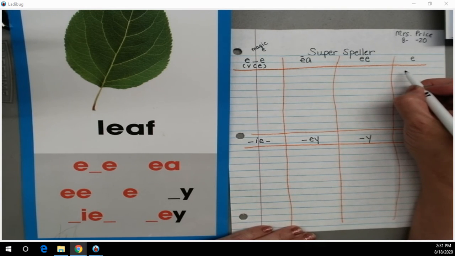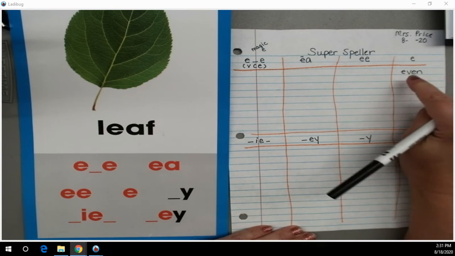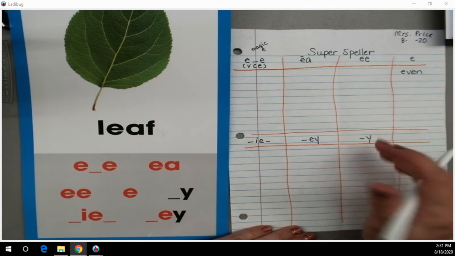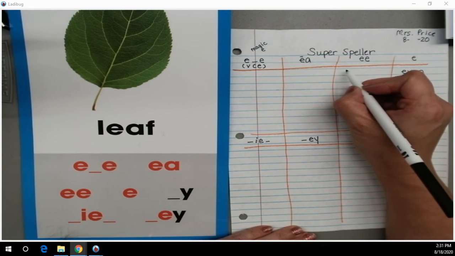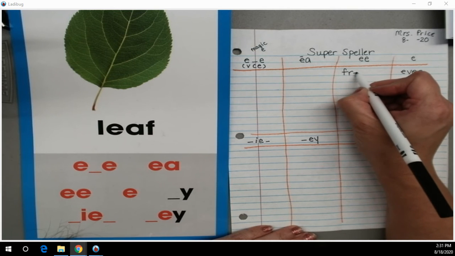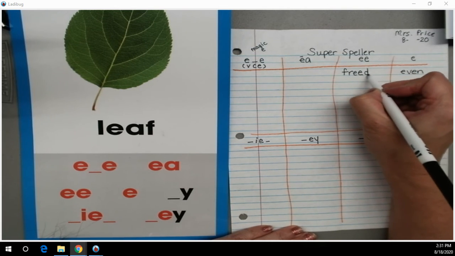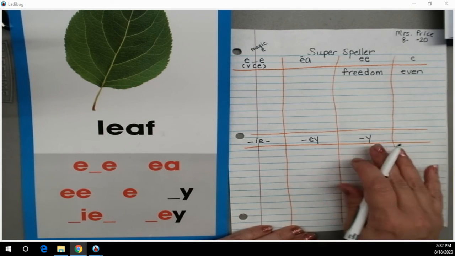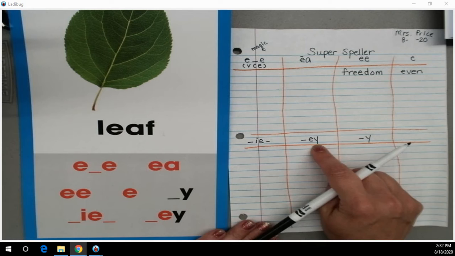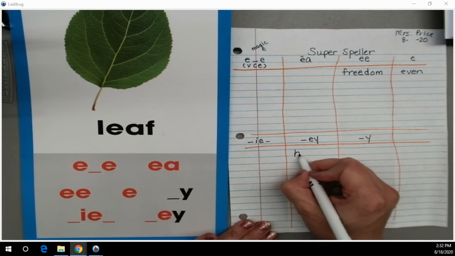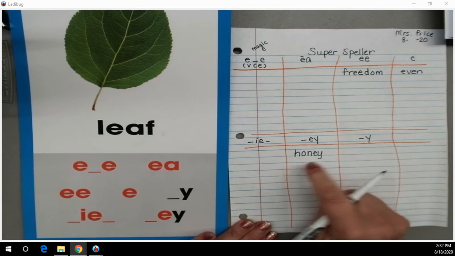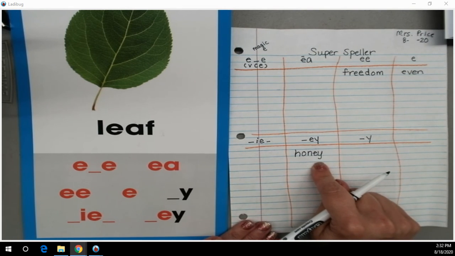So here I'm going to write even. And here the long E is in the first syllable. It's an open syllable. Even. The next spelling word is freedom. 2 E's together in the middle. Freedom. The next spelling word is going to go down here with the EY at the end of the word, and it's honey. H-O-N-E-Y. Honey. EY at the end of the word.